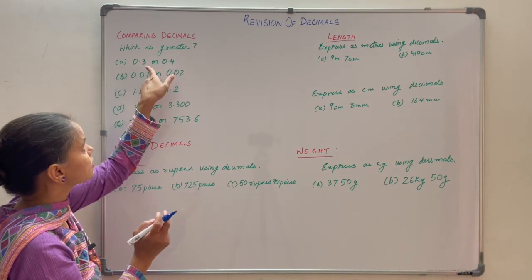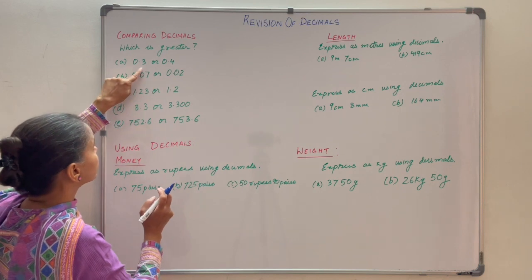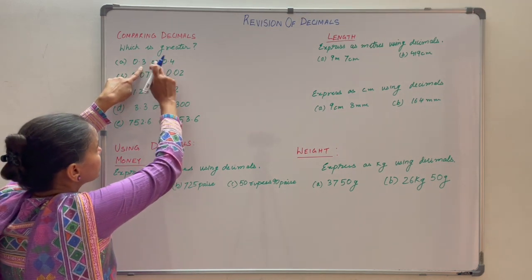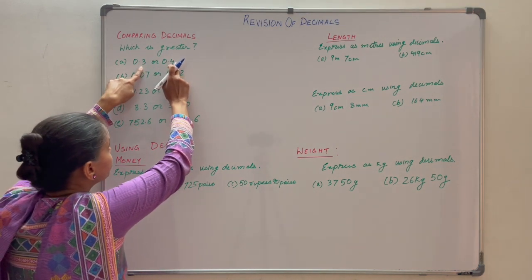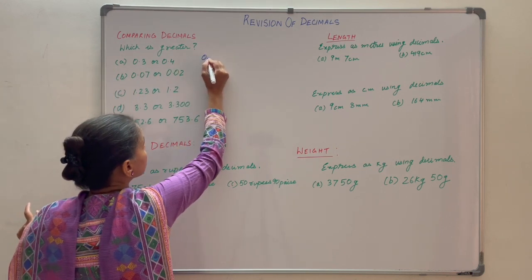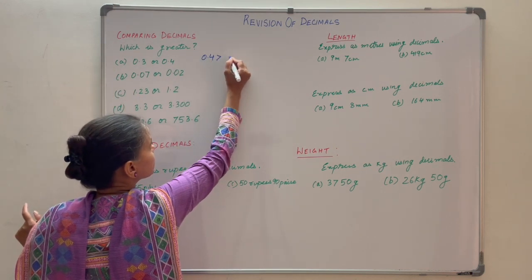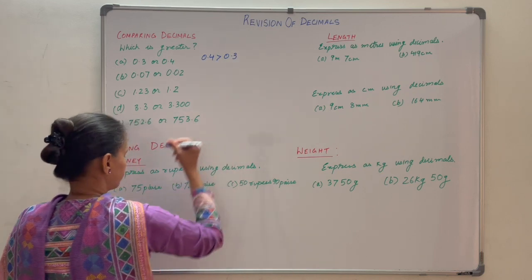Now the decimal: first you need to check the 10th place. In the 10th place, here it is 3 and here it is 4. So 4 is greater than 3. So 0.4 is greater than 0.3.